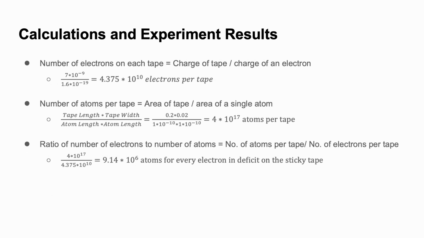Additional information we were asked to find is the number of electrons on each tape, which was found to be 4.375 times 10 to the 10 electrons per tape. The number of atoms per tape, which was found to be 4 times 10 to the 17 atoms per tape, and the ratio between electrons in the tape and the number of atoms per tape, which was found to be 9.14 times 10 to the 6 atoms for every electron in deficit on the sticky tape.